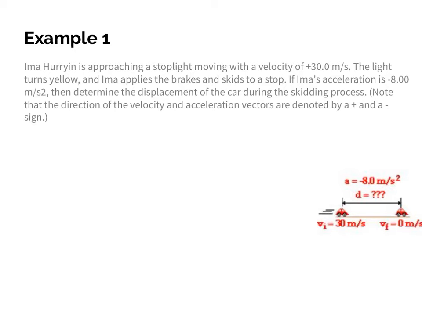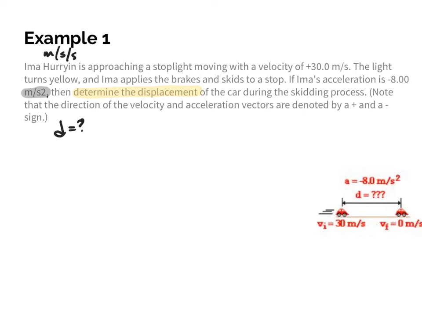Now, meters per second squared, folks, know that I give this to you a little bit differently. Meters per second squared is technically, I'll write it up here, meters per second per second. Same thing, okay? It says determine the displacement of the car during the skidding process. So I want to solve for the displacement, say D.